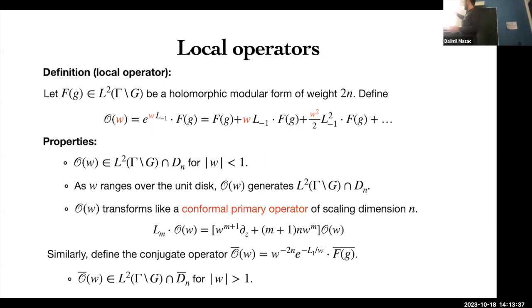It has some properties which maybe are not so important. Something that CFT people will recognize is that the generators of PSL2R act on O in the same way as conformal generators act on local operators. This is the usual truncation of the Virasoro action to the global part. And there's a similar construction that you can do for the complex conjugate modular forms.